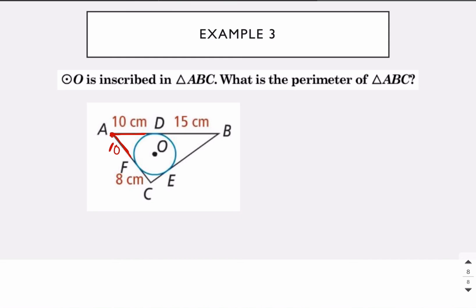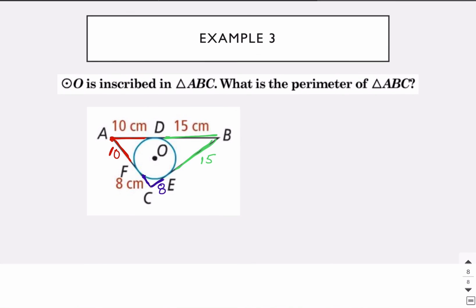So if F to C is 8, and I'll do it in a different color. If FC is 8, I also know that CE is 8. And so if DB is 15, I also know that EB is 15. So the entire length of AB is 25. The entire length of AC is 18. The entire length of CB is 23.